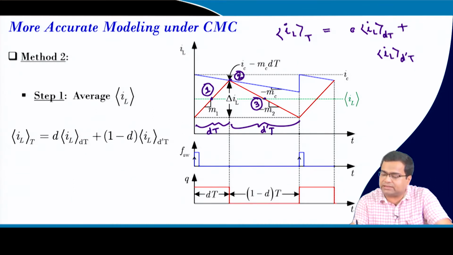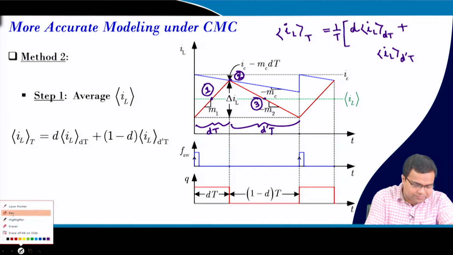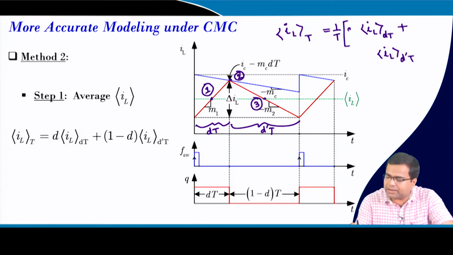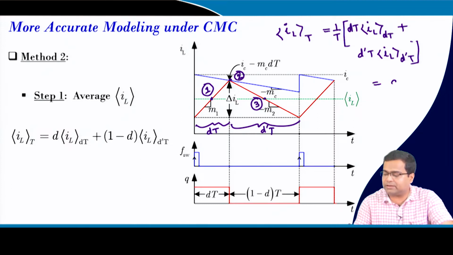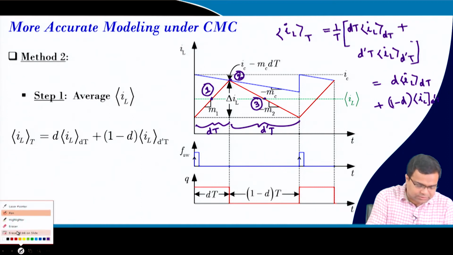So, in this case we will take simply d, that means if we take 1 by t, so this will be my dt and this will be d dash t and the bracket close, and that means it will be d into IL dt plus 1 minus d into IL d dash t. Okay. So, I think it is not feasible.